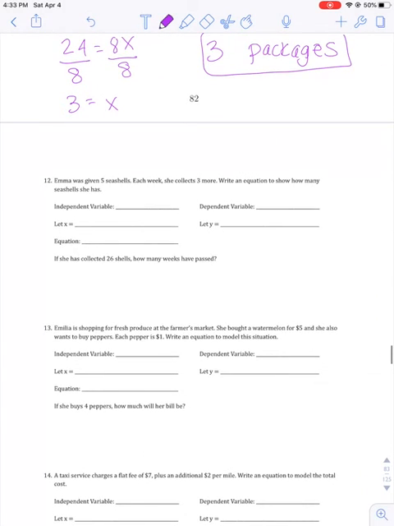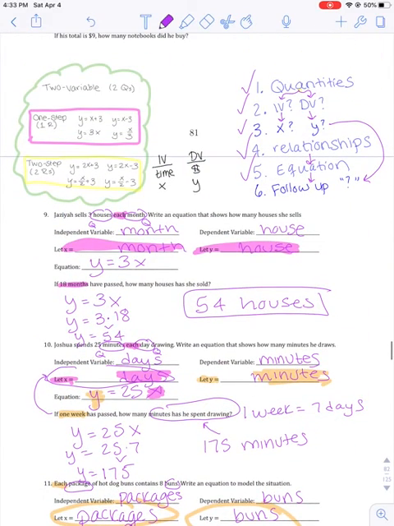Let's try one more together on the next page. Go ahead and pause the video, try number 12, come back when you're ready to go over it. All right, hopefully you're ready to go over it. It says Emma was given 5 seashells. Each week she collects 3 more. Write an expression to show how many seashells she has. It could have been a tongue twister, but I made it through it.